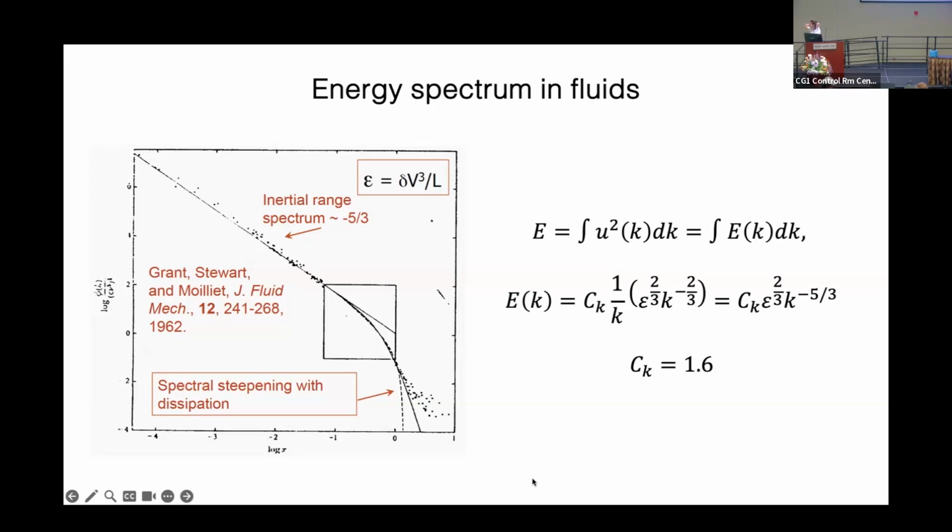So different numbers, like? Yeah. This is incompressible isotropic turbulence. So it's very specific. It's a very specific system.